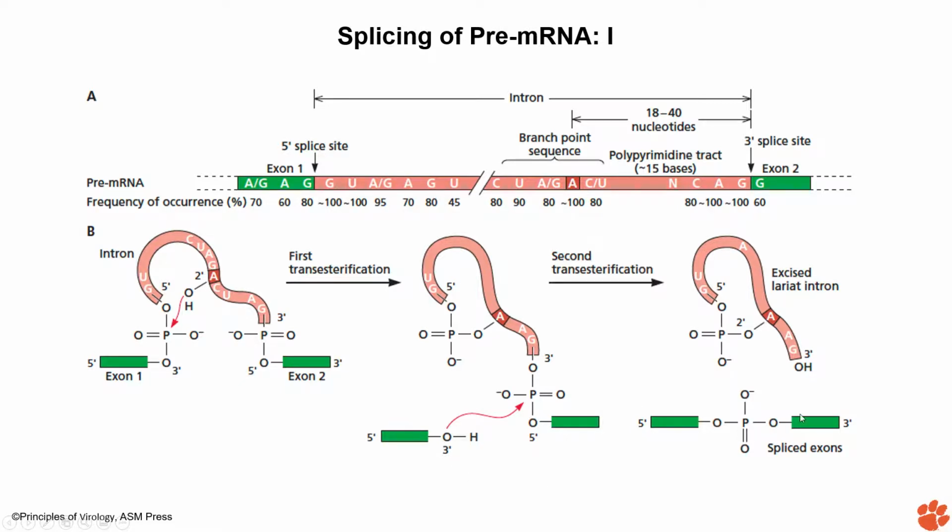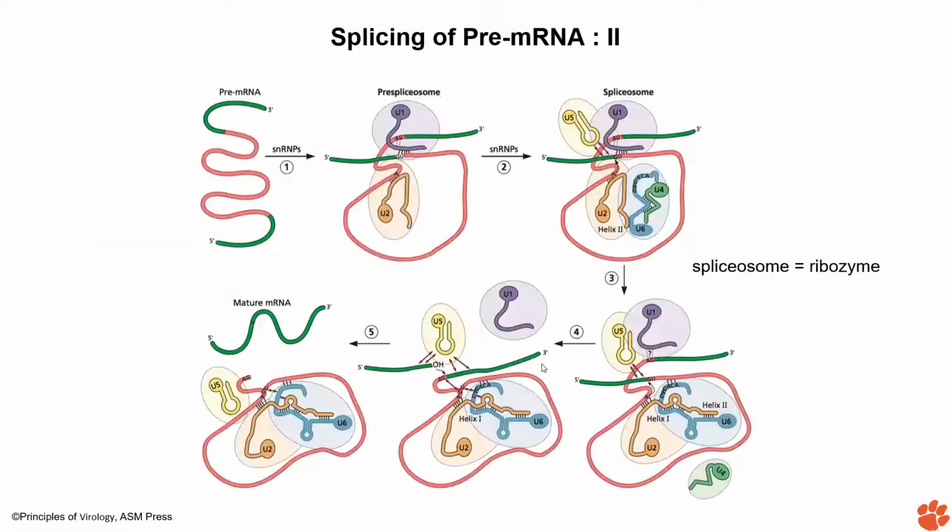This basically joins the 5' exon and the 3' exon, exon 1 and exon 2, just by a phosphodiester bond, just a regular 3' 5' bonding. And this is basically the excised lariat, or this loop-like structure. This is basically the overview of that. All right, so that's basically the mechanism.